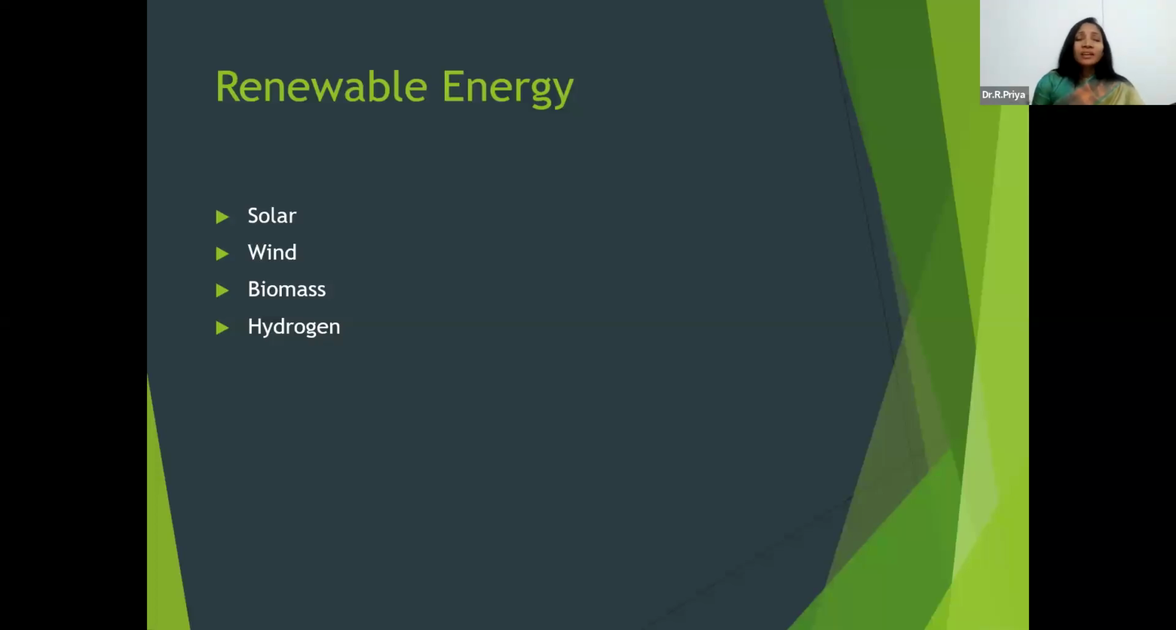Then wind energy is used in areas with strong and consistent wind flow. So large wind turbines generate electricity that can supply factories either directly or through the power grid.